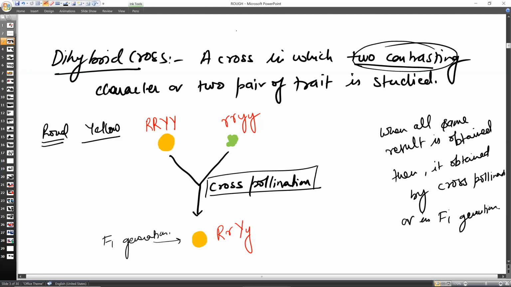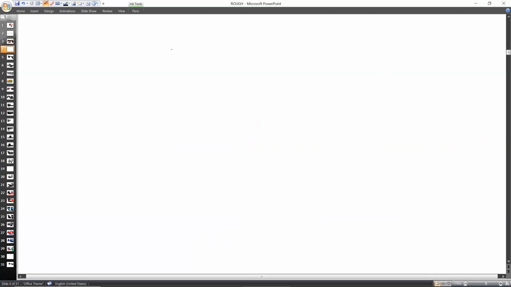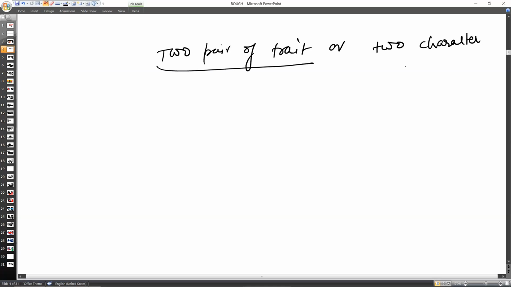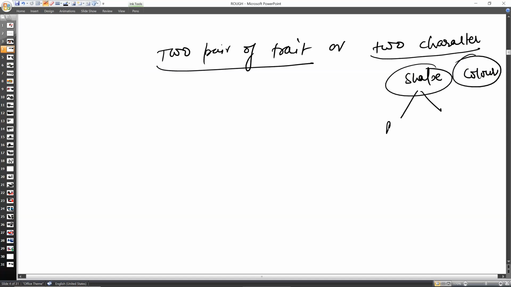Actually, a dihybrid cross is the cross in which two pairs of traits, or two contrasting characters, are studied simultaneously. Two pairs of traits means for every character we have at least two traits. For example, shape is one character and color is another character. The two characters we are studying simultaneously. In shape, we have round shape and wrinkled shape, and in color, we have yellow color and green color.